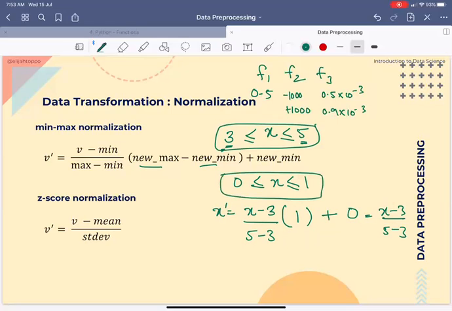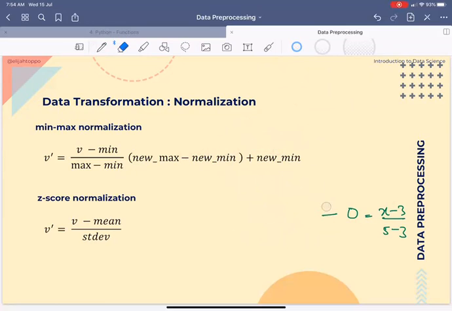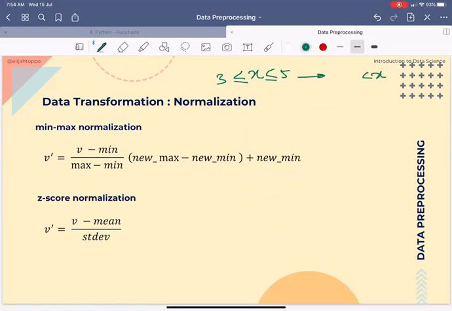Just as Anand was saying, I was thinking how to represent this. Okay, I'm guessing the formula is pretty straightforward. But remember the ranges: we want x going from 3 to 5 to transform to x going from 0 to 1. Now, as Anand rightly pointed out, this is the equation of a straight line.